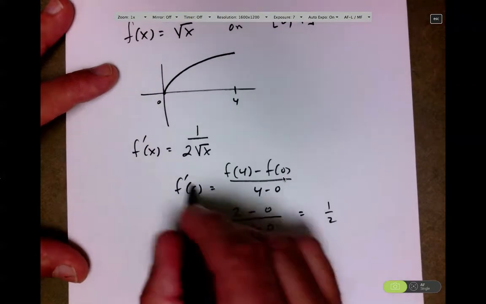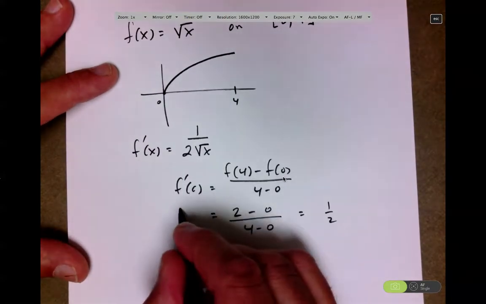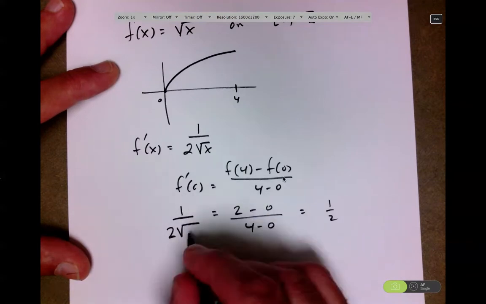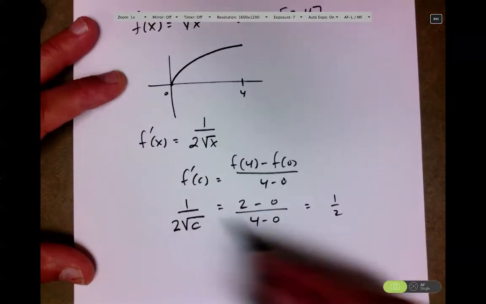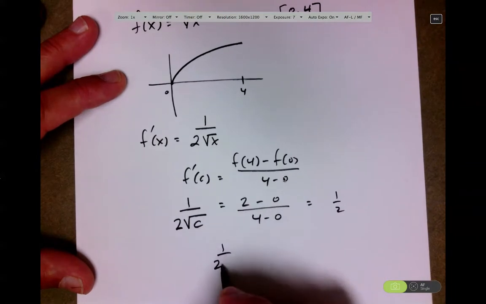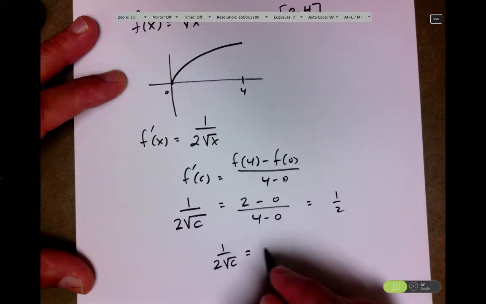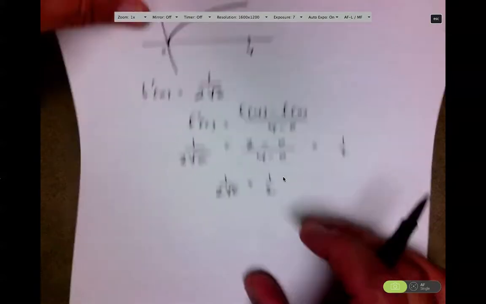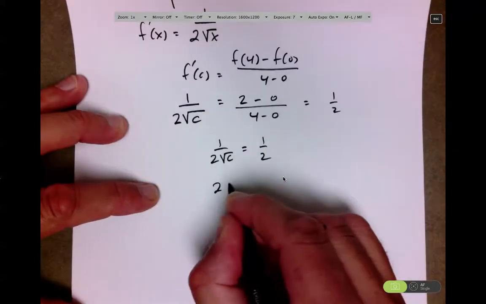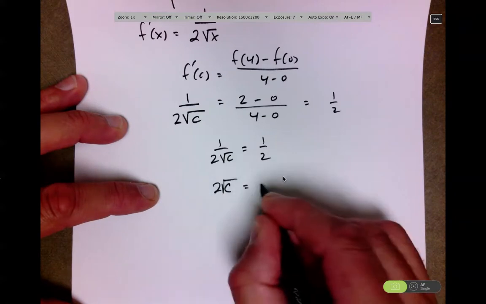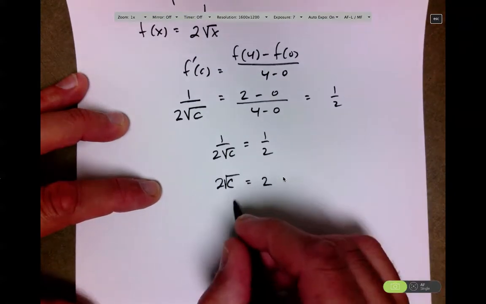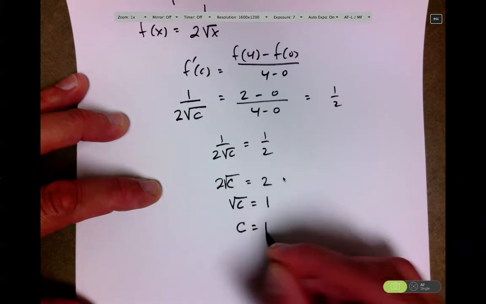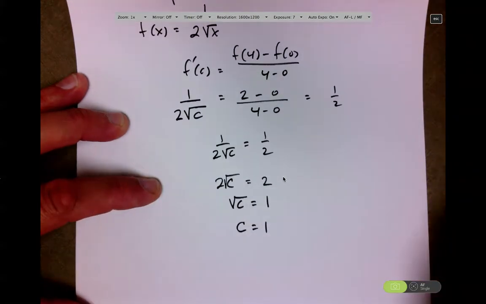Okay, and then on this side, we're going to get the derivative. The derivative we've already said was 1 divided by 2 square root of x, and we want to know what's going to make this a true statement. So 1 divided by 2 square root of c is going to be equal to 1 half. All right, so if I cross multiply on this, we're going to get 2 square root of c is equal to 2. If I divide both sides by 2, square root of c is going to be equal to 1. C is going to be equal to 1.